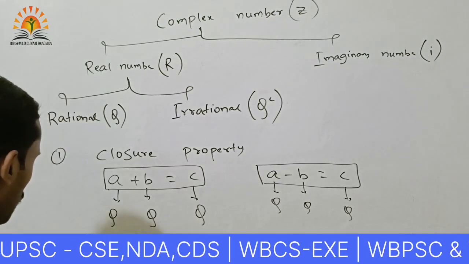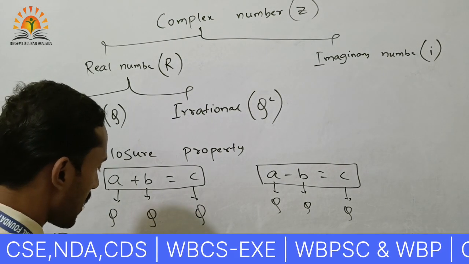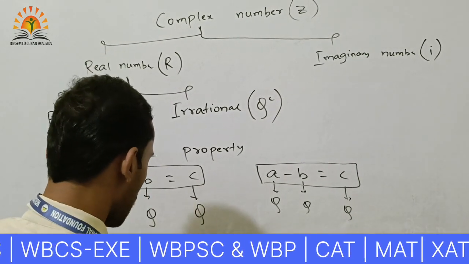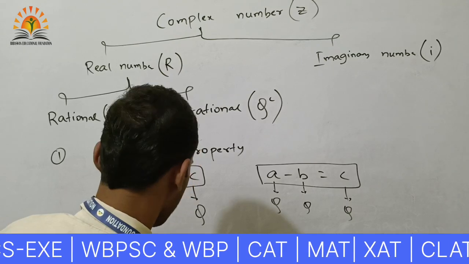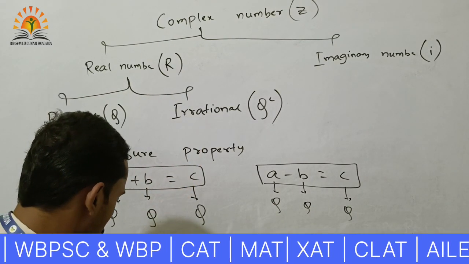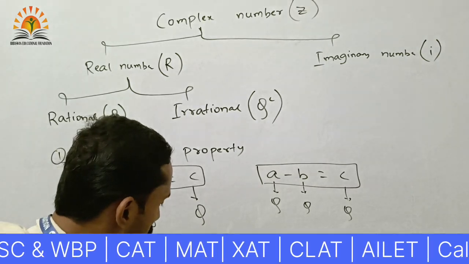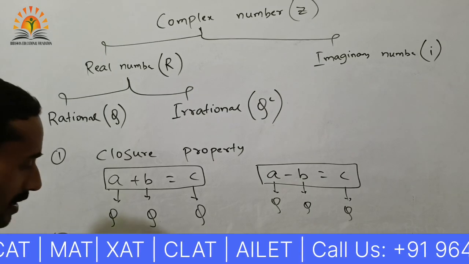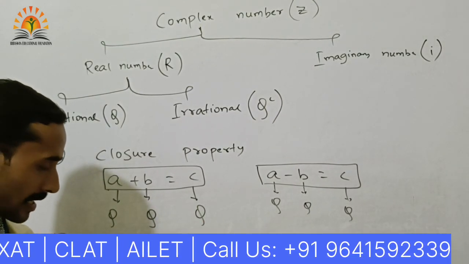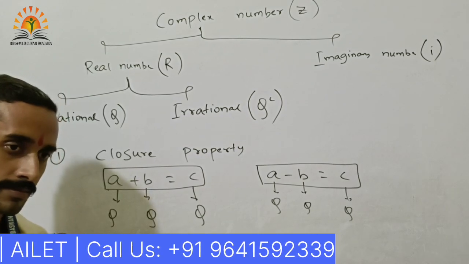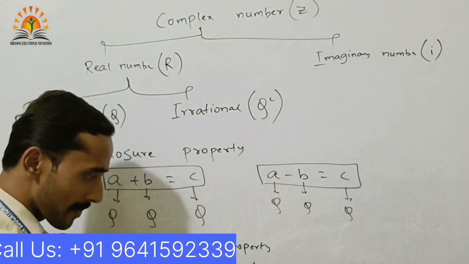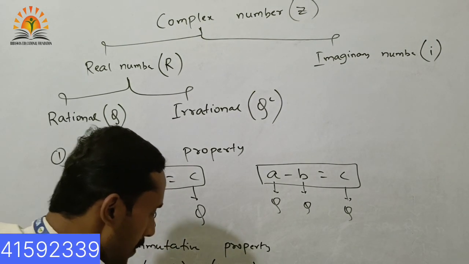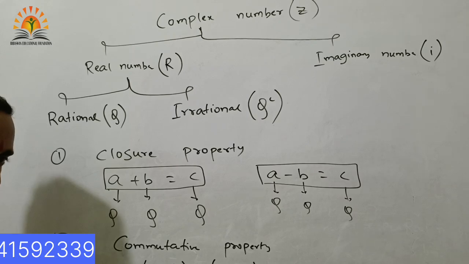Okay. Now the second property, the commutative property, a very important property. And I will ask you a question after this property. Commutative property: A plus B is equal to B plus A. This is called the commutative property. It means if you add two numbers in any order, it will be the same. Example, 4 plus 5 is equal to 5 plus 4, that is 9. This is known as the commutative property.